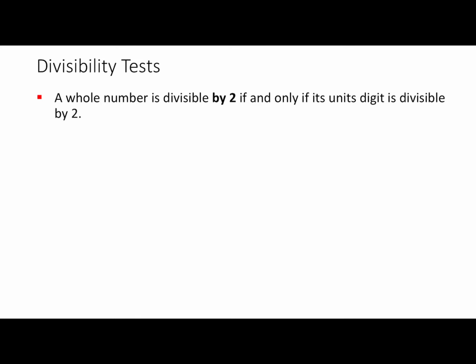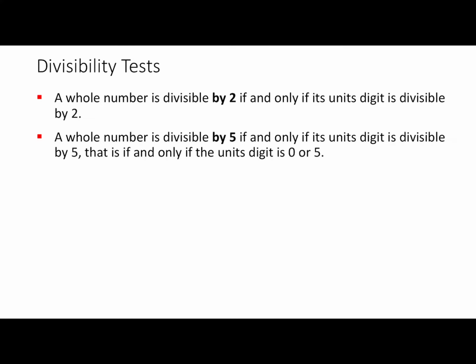Right, so now that we've defined what we mean by saying a number divides another number, we want to establish some tests for determining divisibility. Some of these tests hopefully are familiar to you, and some of them might be a little newer. So how do I decide if a whole number is divisible by 2? Well, I look at its units digit, and it's divisible by 2 if and only if its units digit is divisible by 2. Hopefully that's one you've seen before.